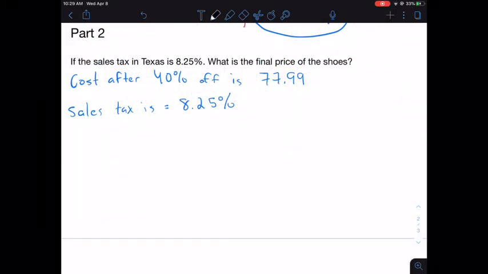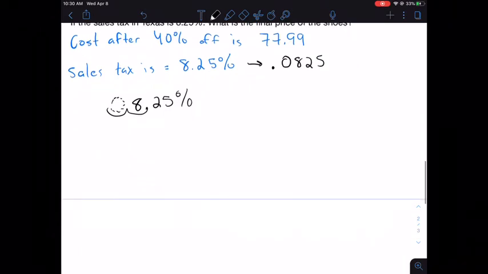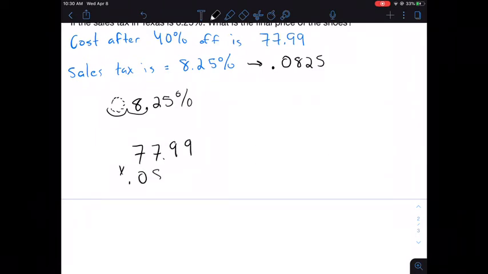All right, now, if the sales tax is 8.25%, what is the final price of the shoes? So the cost after 40% off is $77.99, and the sales tax is 8.25%. So what you do is you change 8.25% into a decimal, and we change it by moving the decimal 2 times to the left. So 1, 2. We're missing a 0. So this changes to 0.0825. And now what you do is you multiply 77.99 times 0.0825.